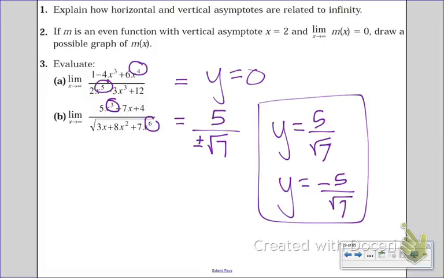Let's do that. Let's try it. Let me verify that really quick, though, because that's not what the answer has. So let me check something really quick.